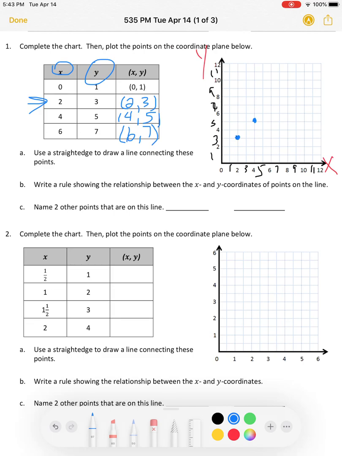Let's keep going. The last coordinate pair is (6, 7). So we'll go over to 6 on the x and then up to 7 on the y-axis. Okay, so I'll get ready to plot here.